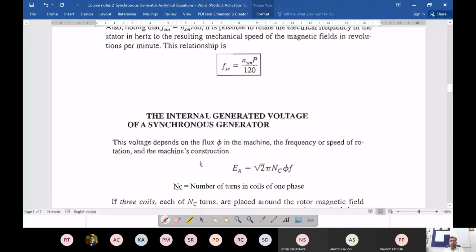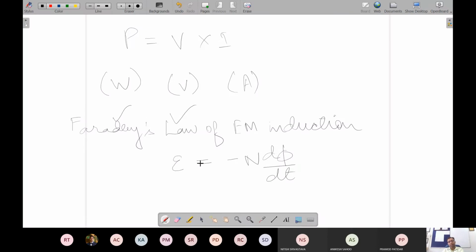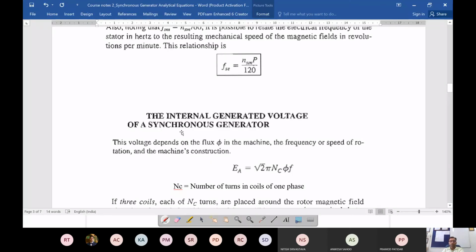So let's look at what the internal generated voltage is, because, as we understand by this principle, the voltage is the primary quantity used for the transfer of power from mechanical to electrical form. So it is very important to know how much the induced EMF, or the internal generated voltage, is in a synchronous generator.